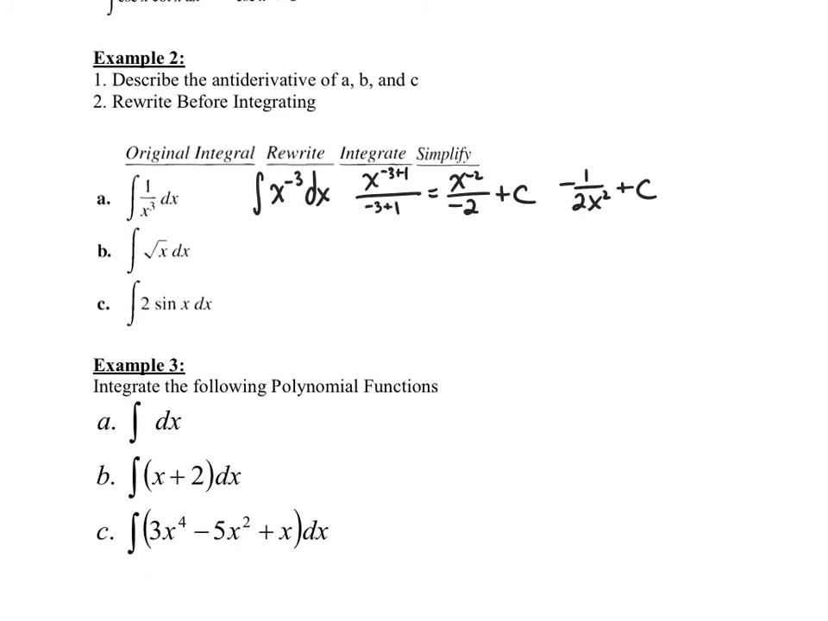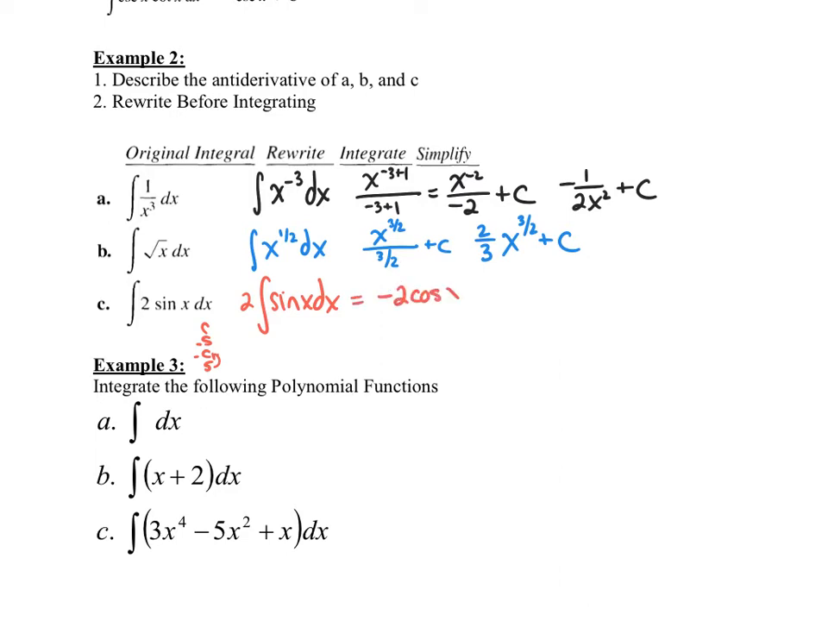All right. In part B, I can rewrite it as x to the 1/2 dx. So that's going to be x to the 1/2 plus 1, which is 3/2, divided by 3/2, or multiplied by 2/3. So 2/3 x to the 3/2 plus c is my simplified version. And with the last one, I can take that 2 to the outside. I know cosine with the negatives in the middle, so the integral of sine is negative cosine, so I'm going to have negative 2 cosine of x plus c.